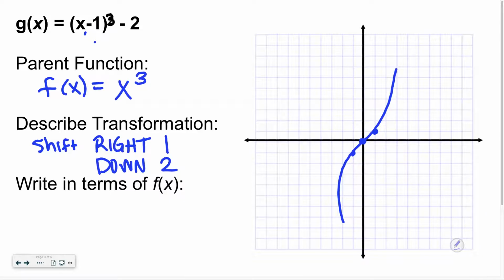So, with this parent function in mind, we're thinking about it, right? It's in our mind. We are going to shift those 3 coordinates, right 1, down 2. Right 1, down 2. Right 1, down 2. And in a matter of seconds, we have our function. Way easier than making an XY chart and trying to fill it out.